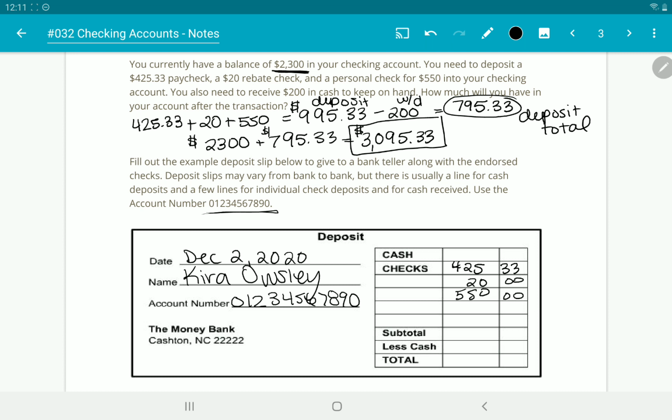Then, if we add these up to get the subtotal, if we add 425.33 plus 20 plus 550, we're going to get that $995.33 that we got right here, up here. Okay. And then we're also going to take out $200. And so now we take this and we subtract this to get the $795.33. Sorry, $795 on that line, $33 over in this box, because that's how much you're actually going to end up depositing. And you would just give this to the bank teller, and they would, along with the checks that you've signed the back of, put it into your account.